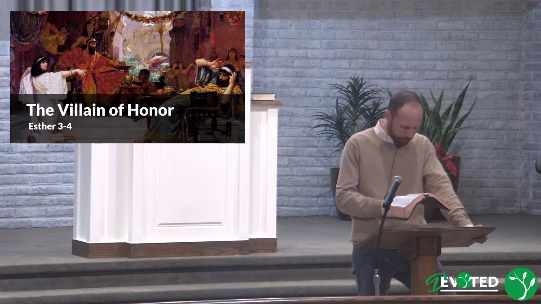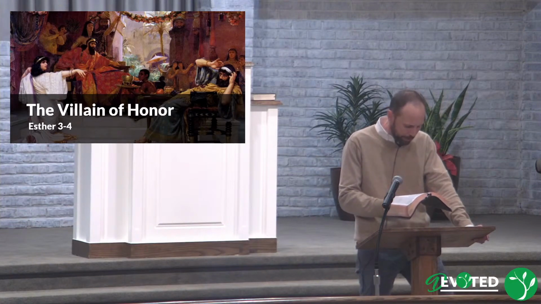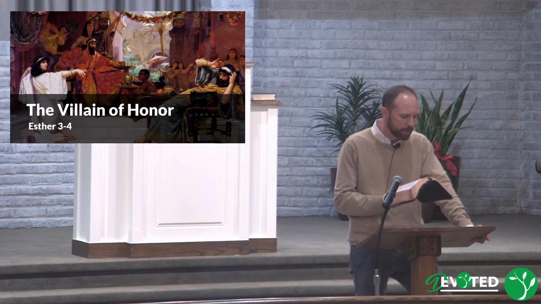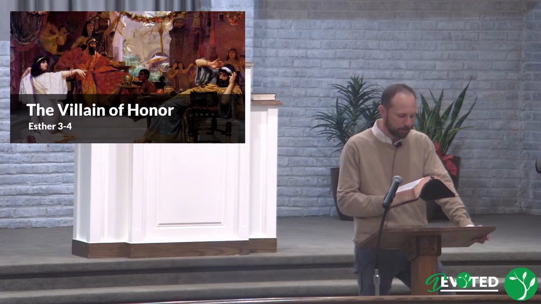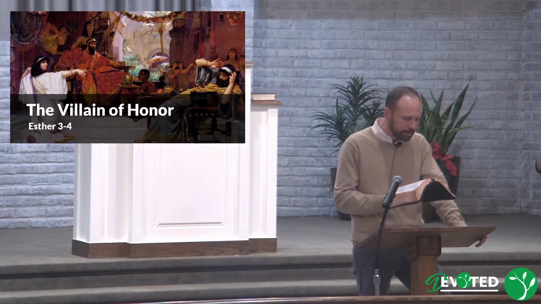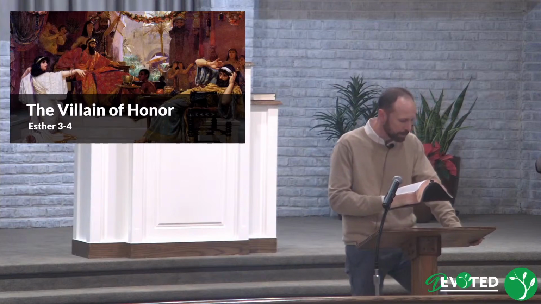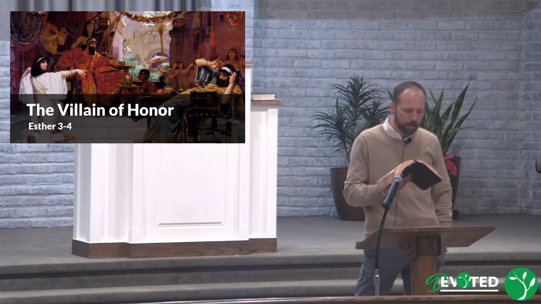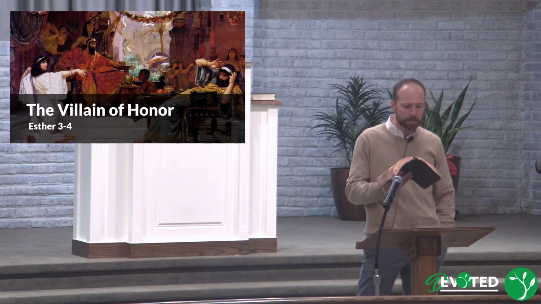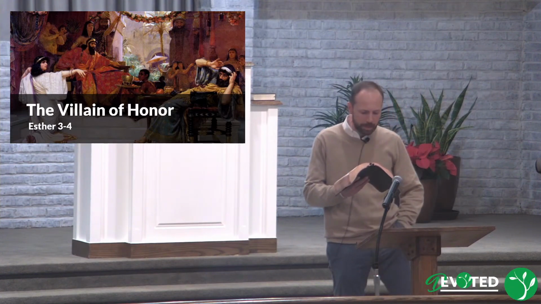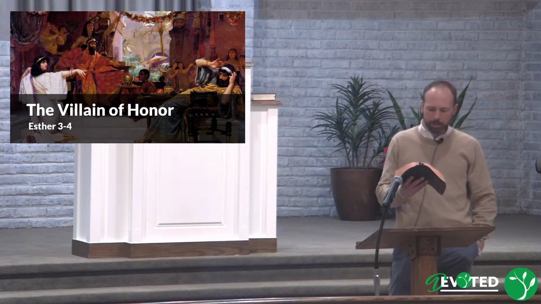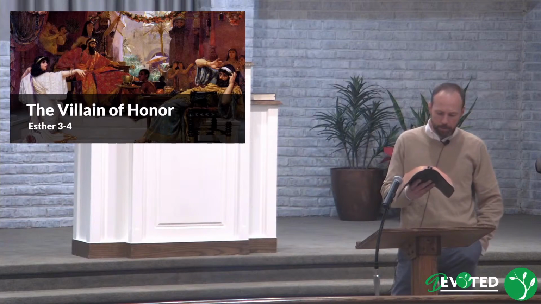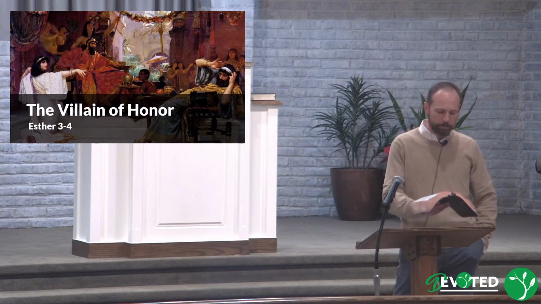which is why he can do what we see him do later on in the story of Esther. Verse 2, all the king's servants who were at the king's gate bowed down and paid homage to Haman, for the king had so commanded concerning him. But Mordecai did not bow down or pay homage. Then the king's servants who were at the king's gate said to Mordecai, why do you transgress the king's command? And when they spoke to him day after day, and he would not listen to them, they told Haman in order to see whether Mordecai's words would stand, for he had told them that he was a Jew.